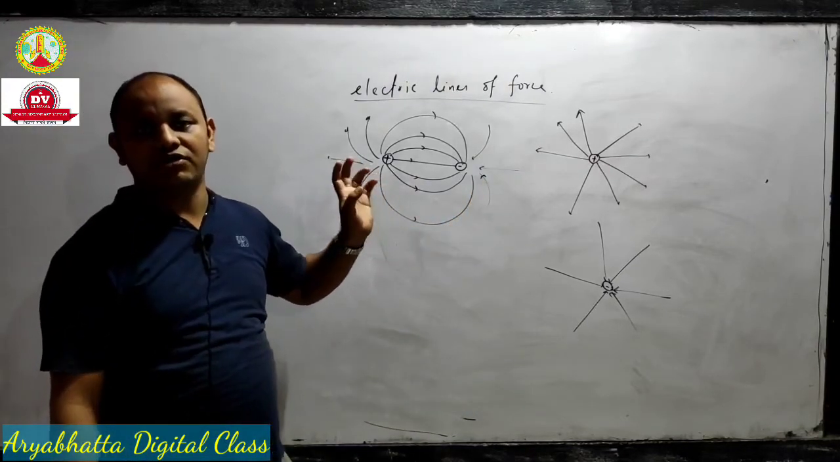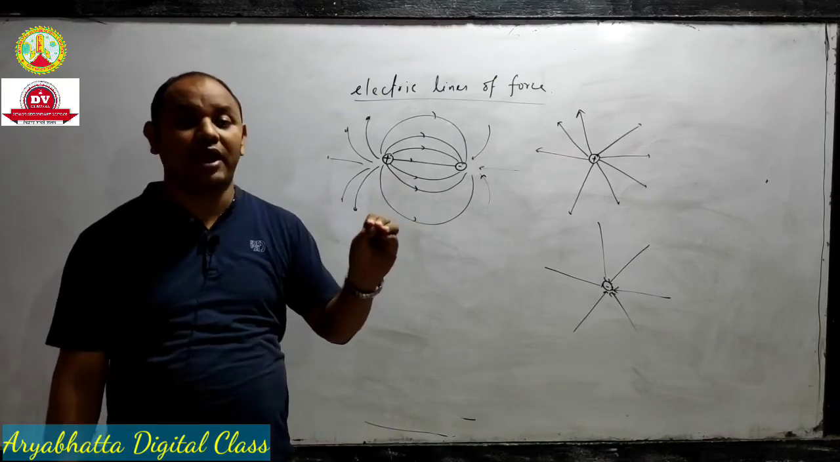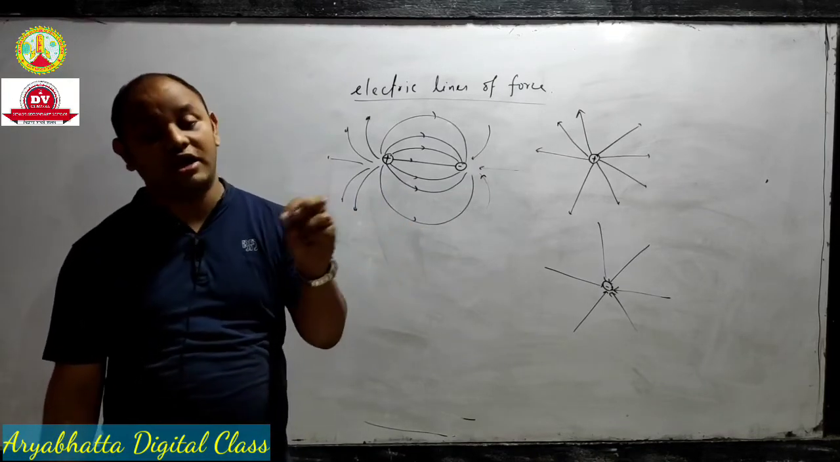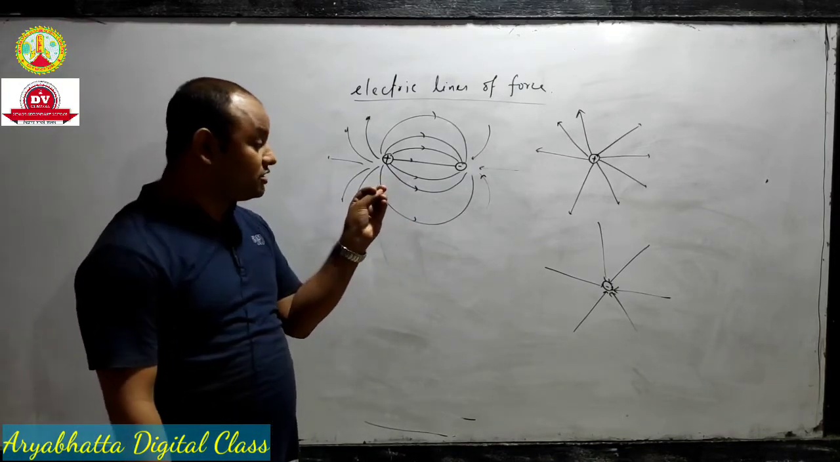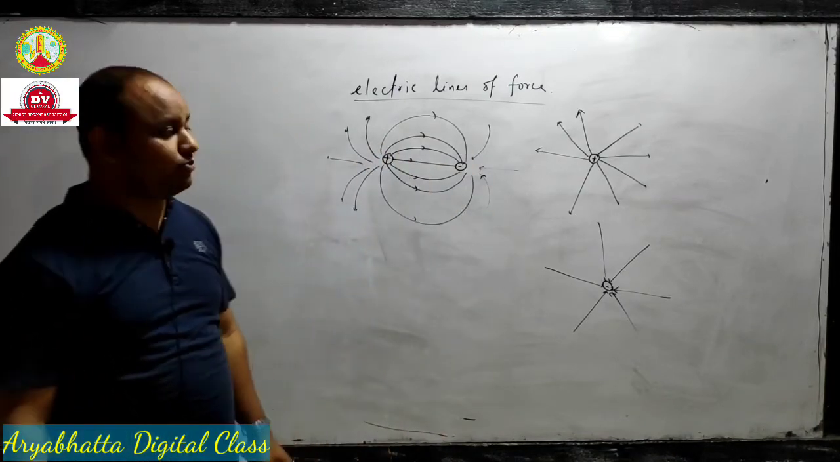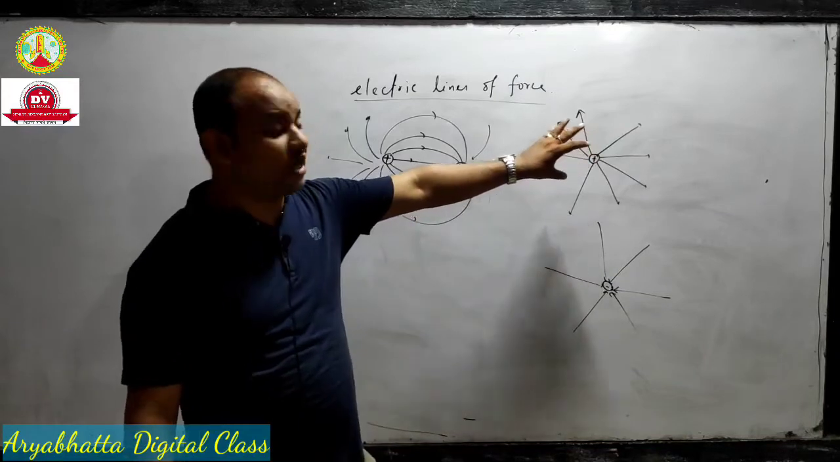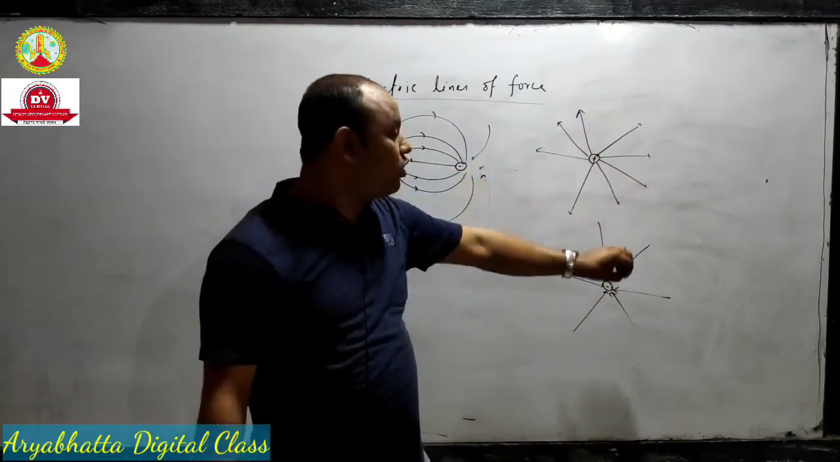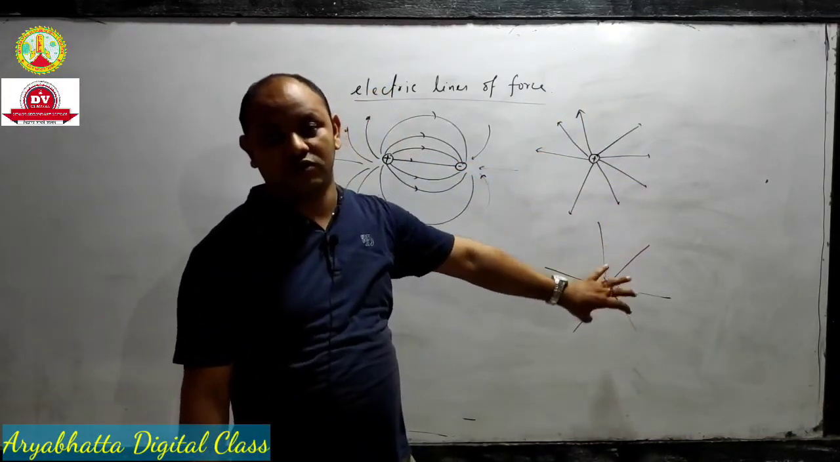Okay, electric field lines are the path followed by a test charge, and along that path if you free a test charge, in that path the test charge will move. Okay, it is very simple. From positive charge electric field lines निकलता है और negative charge में electric field lines finish होता है.